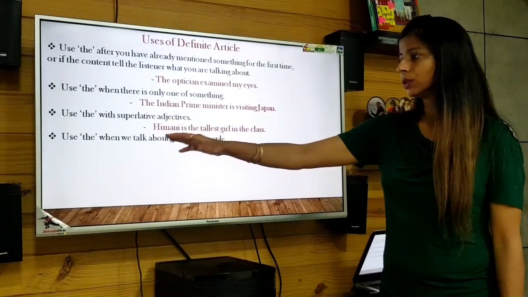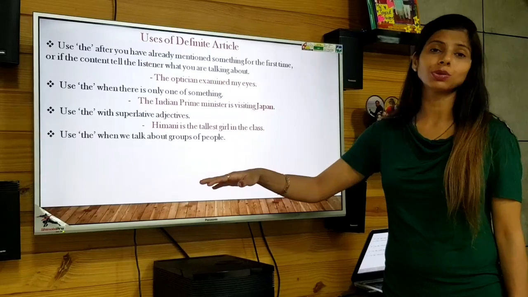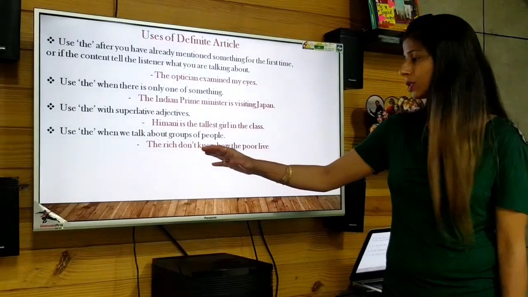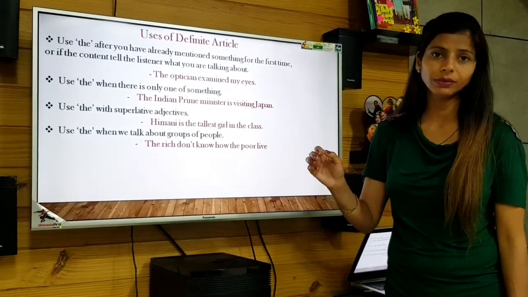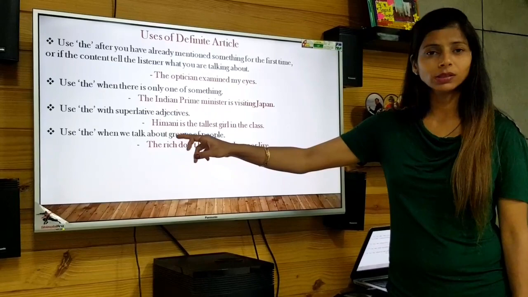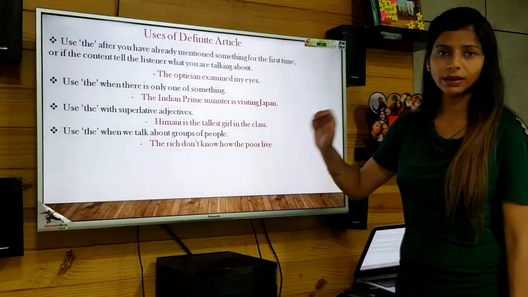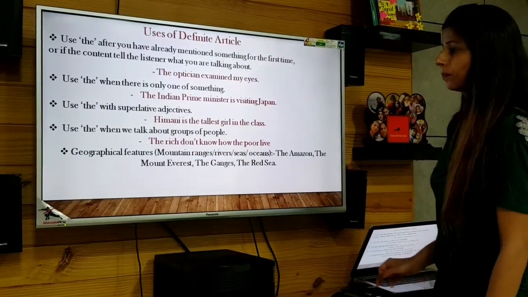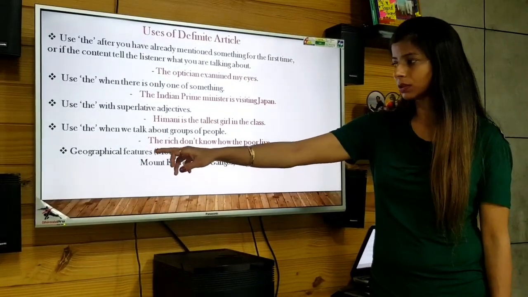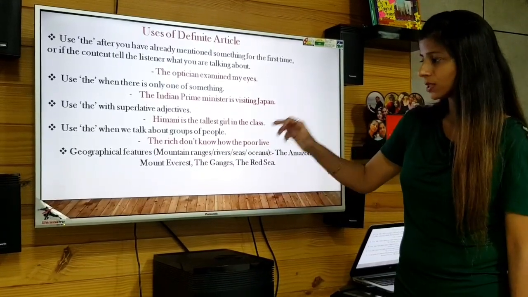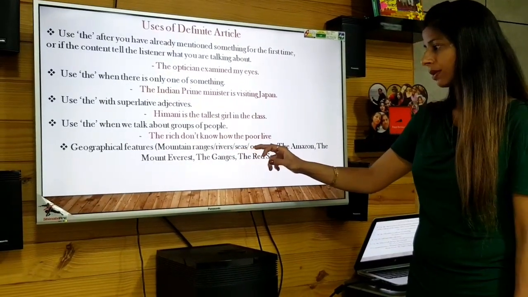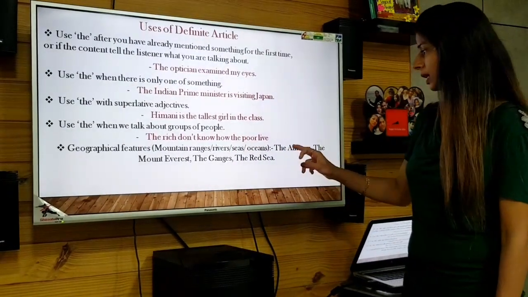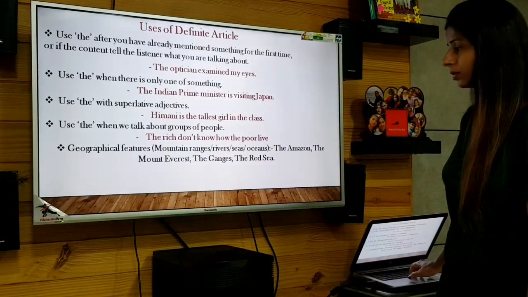Then we are to use "the" when we are talking about groups of people. The example here I have given is, the rich don't know how the poor live. So rich is a group of people. Poor here again is a group of people. So here also we are to use "the". Now again we are to use "the" with some geographical features, that is mountain ranges, rivers, seas or oceans. We need to use "the" before their names. The examples you may refer to, right?